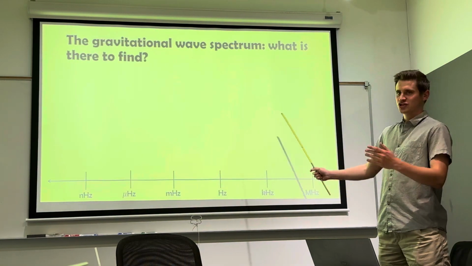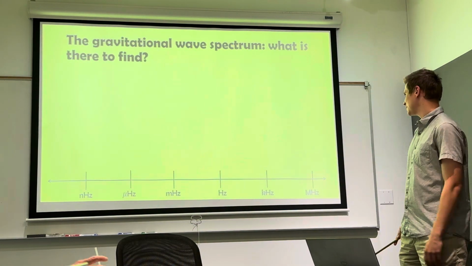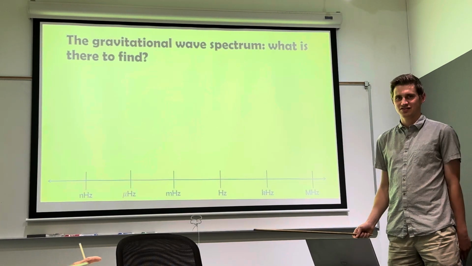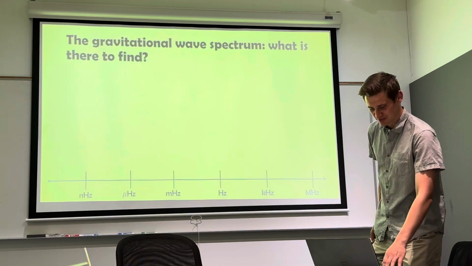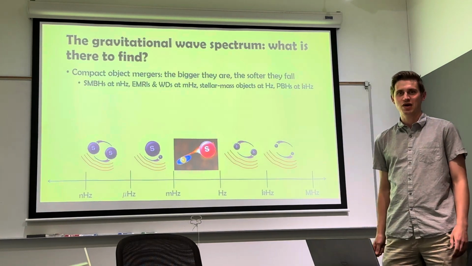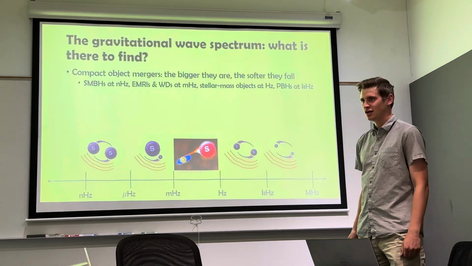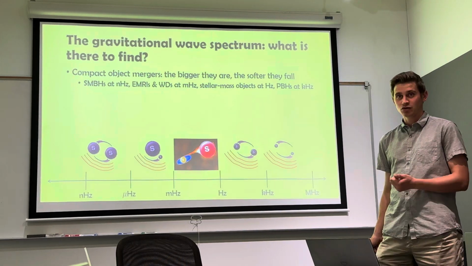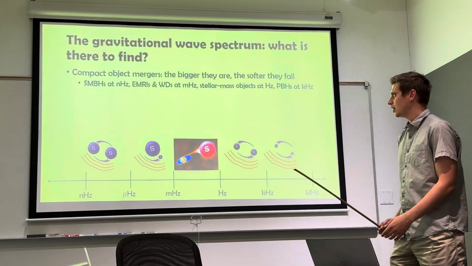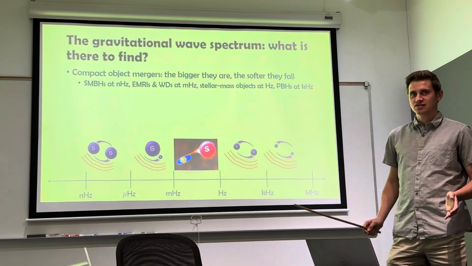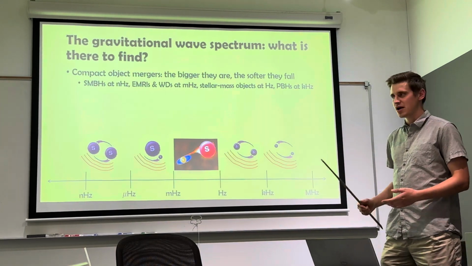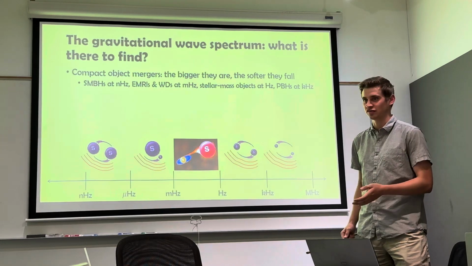So now the gravitational wave spectrum, what is there to find? I've conveniently plotted a log scale of frequencies here, and I'll sort of fill this frequency band with various sources. So of course the most common source of gravitational waves out there is compact object mergers, primarily black holes and neutron stars, although white dwarfs can source gravitational waves as well. It generally goes that the larger your object is, the more slowly it's going to inspiral with another compact object, and thus the gravitational waves will be lower in frequency.